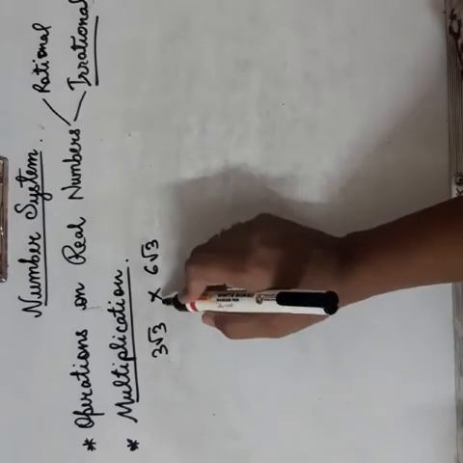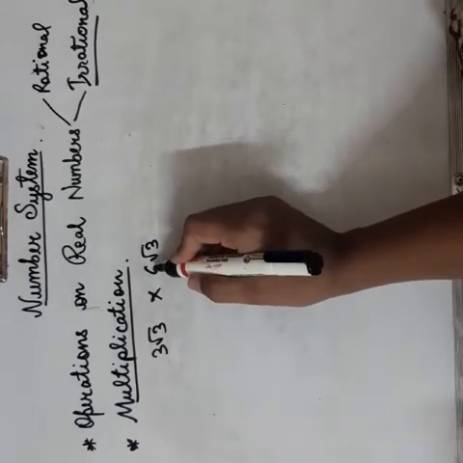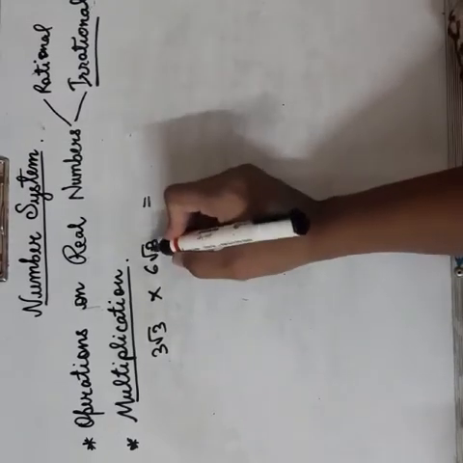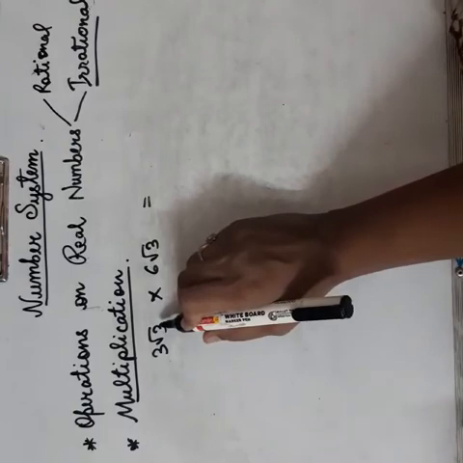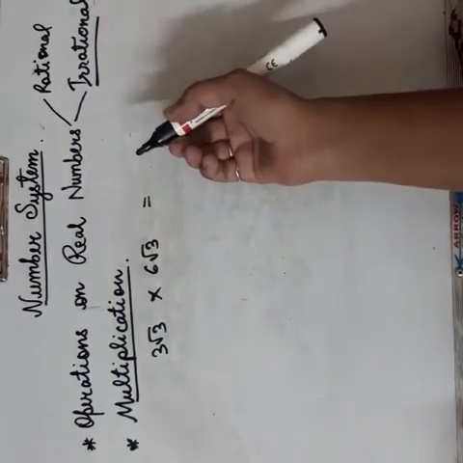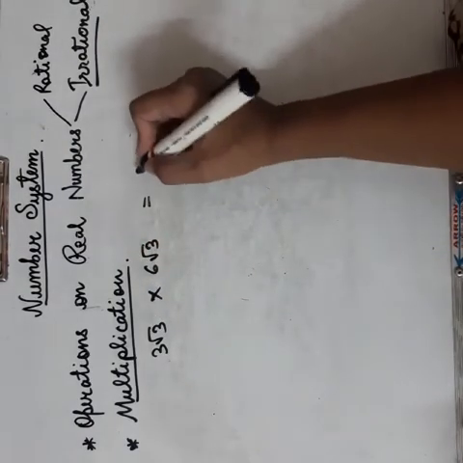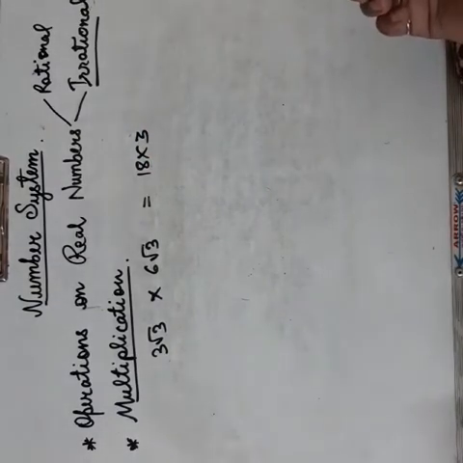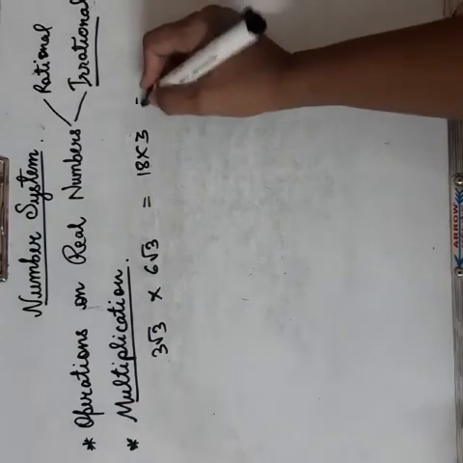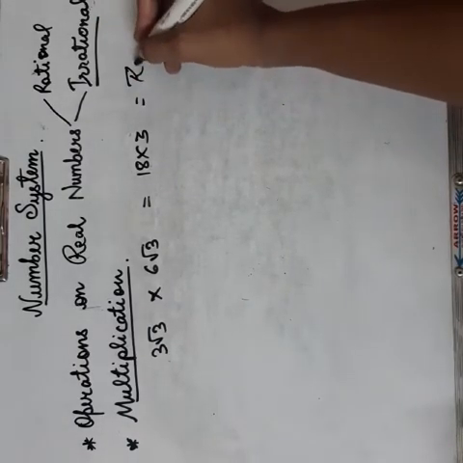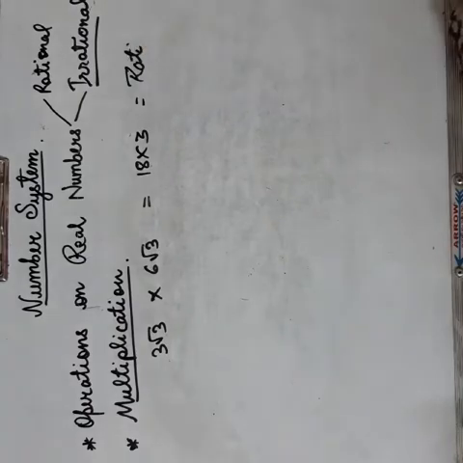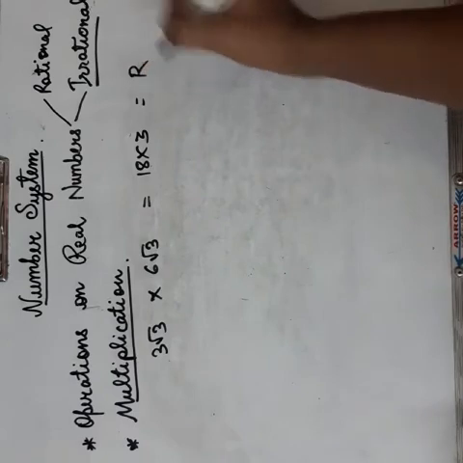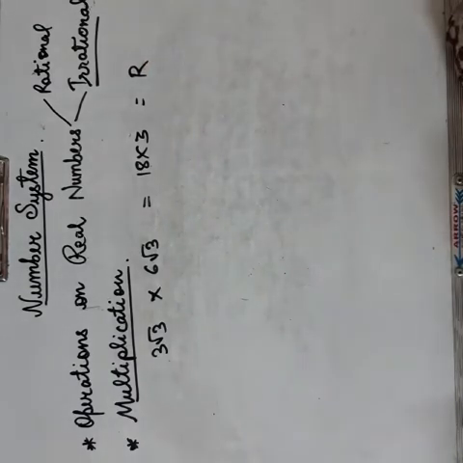Multiplication is there, so you can directly multiply. 6 into 3 is 18 and root 3 into root 3 is 3. So 18 into 3. Is 18 into 3 going to be rational or irrational? Rational. Okay, so here you are getting a rational number. Simply R I will write. Rational number you are getting, in multiplication.